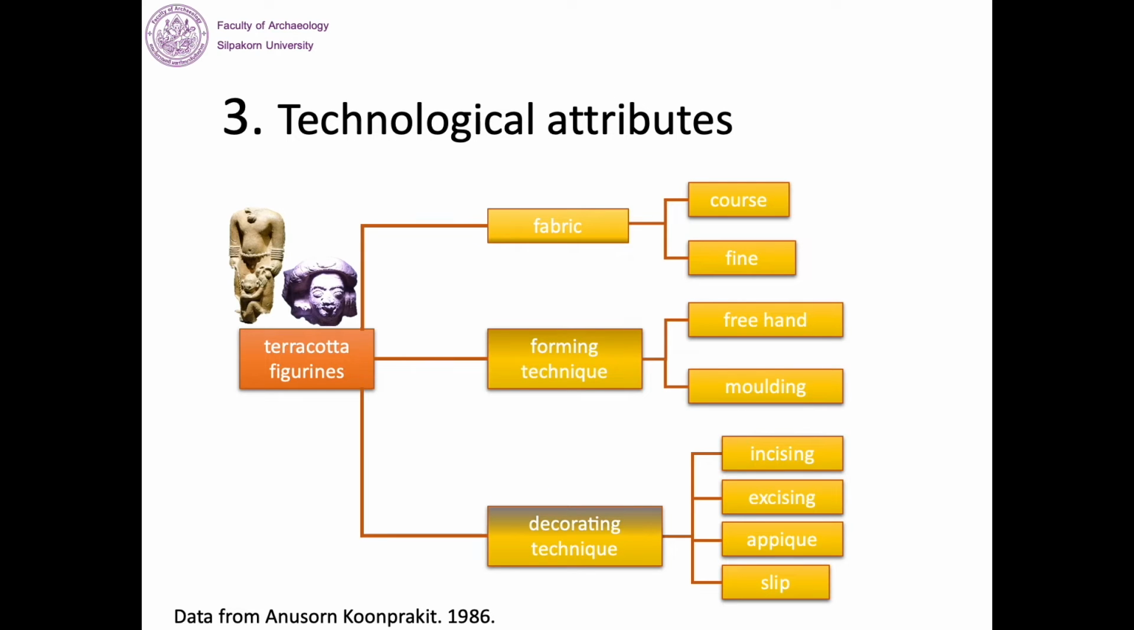Here is the third attribute. We are looking at technological features of artifacts, or how an artifact is made. This includes the raw materials applied to produce the artifacts and other technical characteristics representing manufacturing techniques.